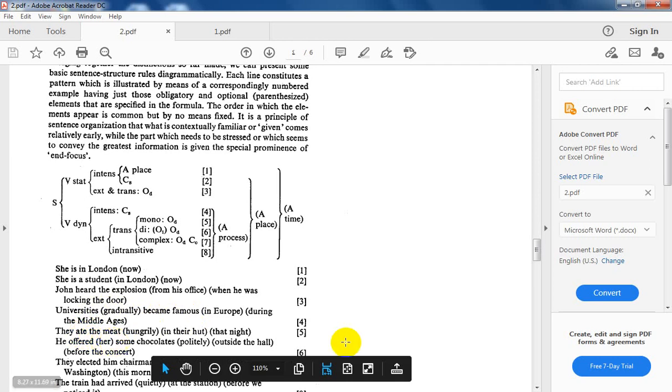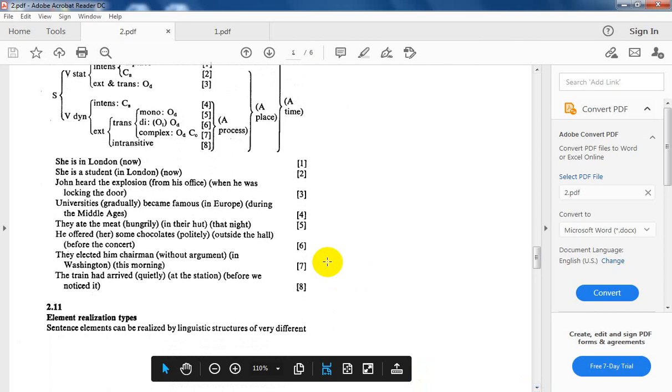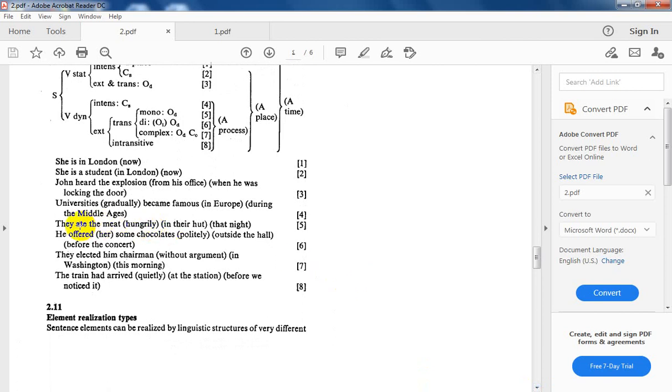They ate the meat. They is the subject and ate is a dynamic monotransitive verb, and I have the meat, the direct object. He offered her some chocolates. He offered is called a dynamic ditransitive verb. I have here the indirect object and this is the direct object.